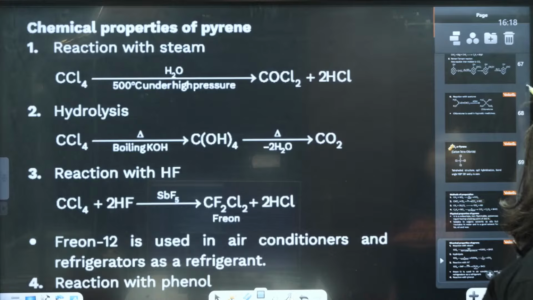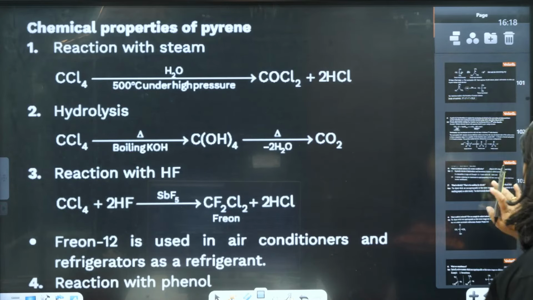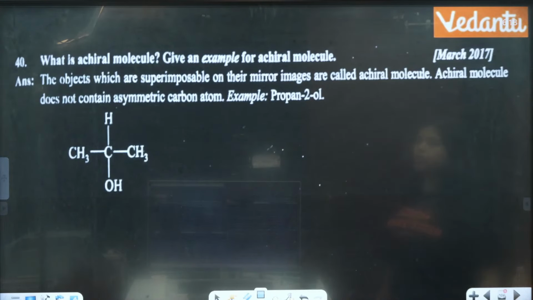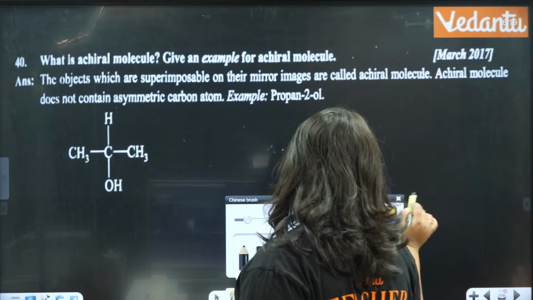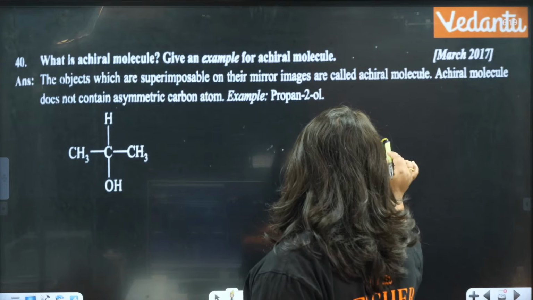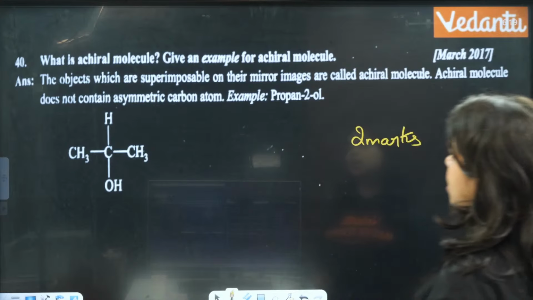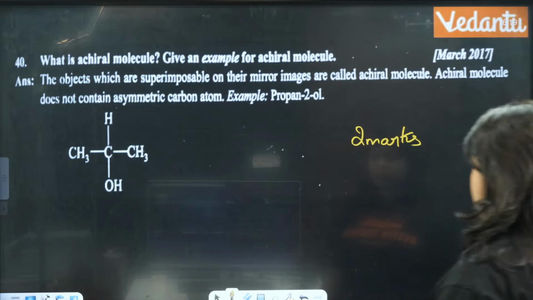Now let's discuss which named reactions are there. Then we'll go for the next further things. Alkyl molecule can be asked, example with definition. This is also for 2 marks only, guys. This is a 2 marks question, they ask 2 marks. The objects which are superimposable on their mirror images are called as achiral molecules.